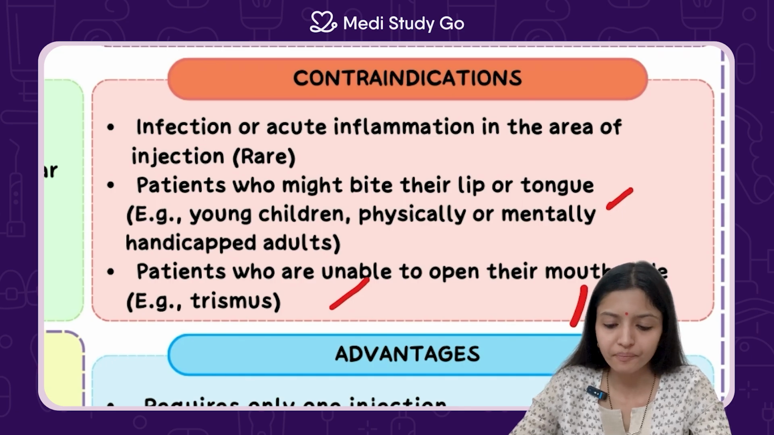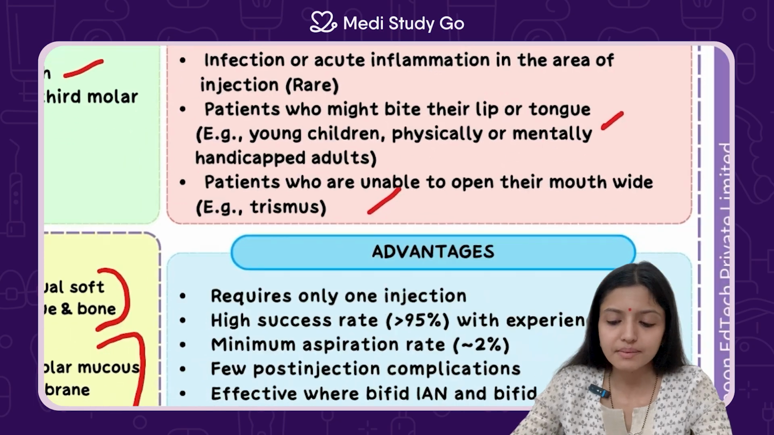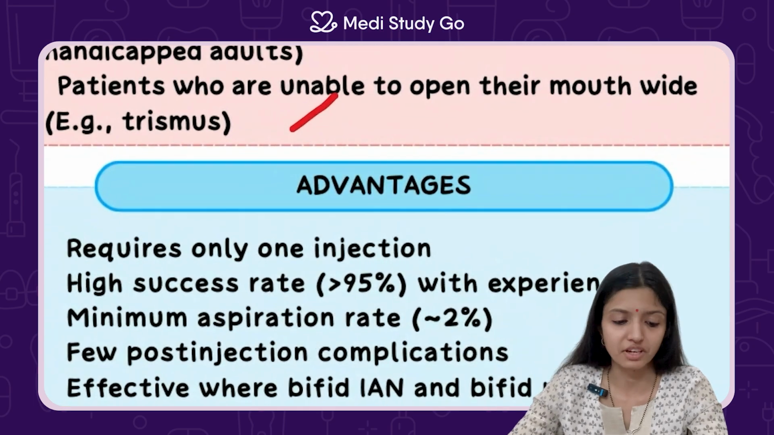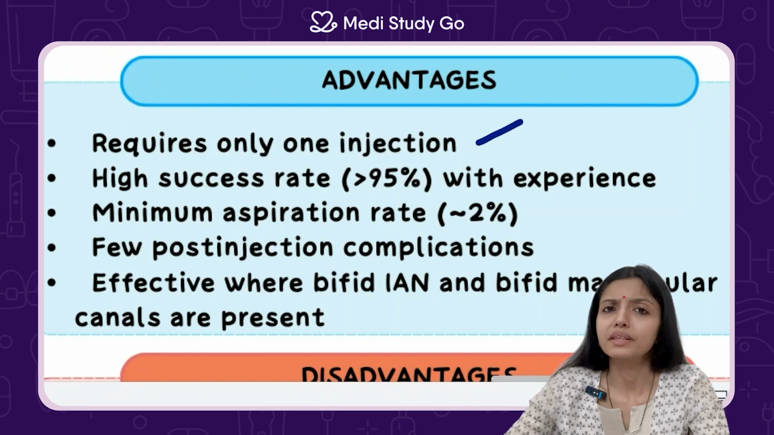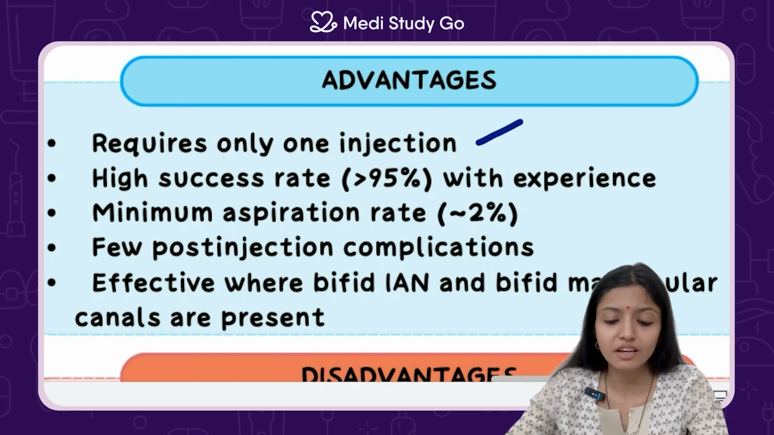Now moving on to the advantages of this technique. So this basically requires only one injection. Since it is anesthetizing the whole of your mandibular trunk, it requires only one injection. And like I've mentioned, with extremely good expertise, you have a high success rate of 95%. So that is the highest.